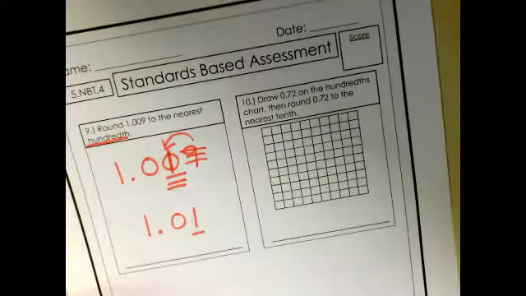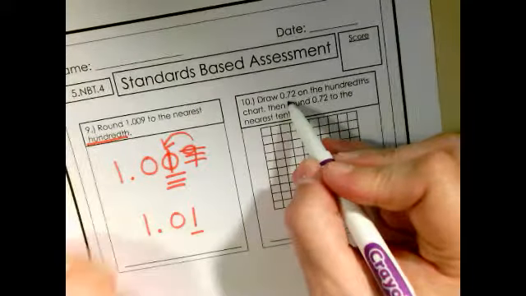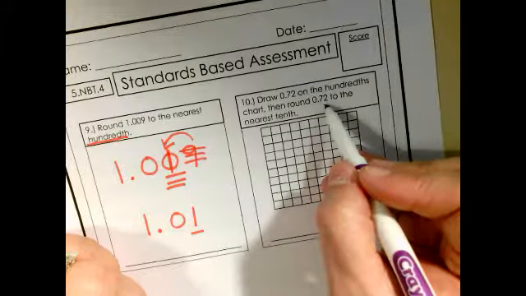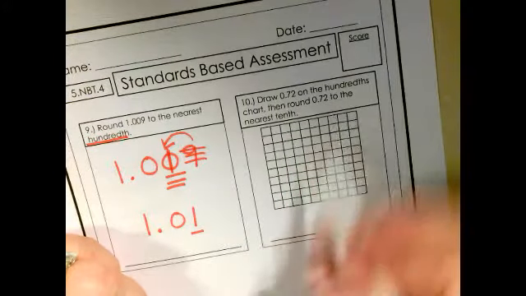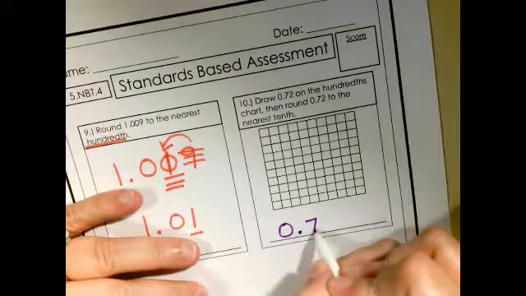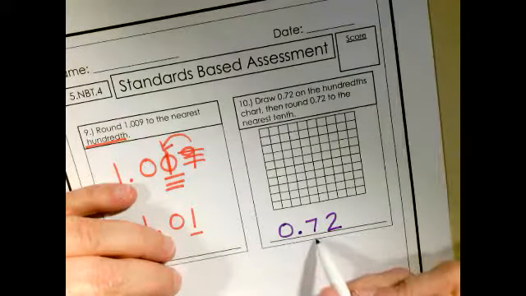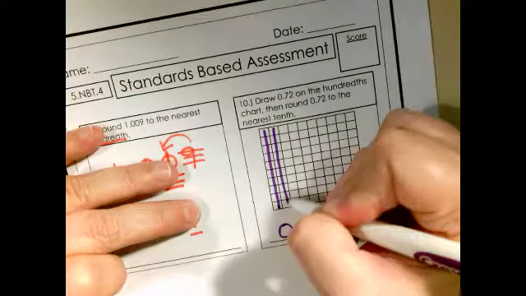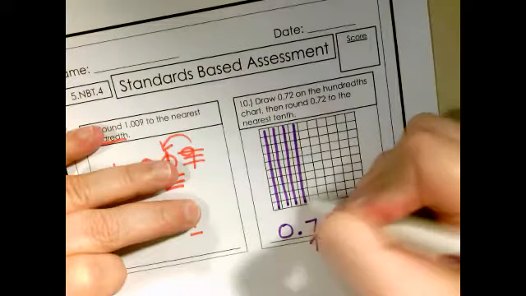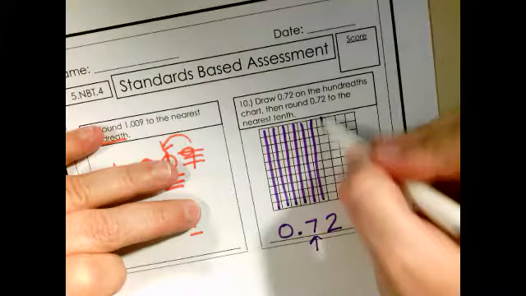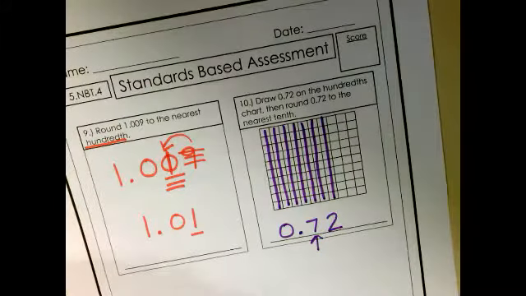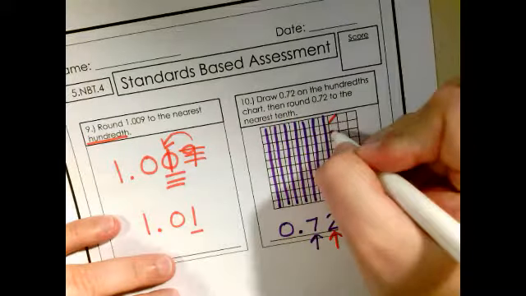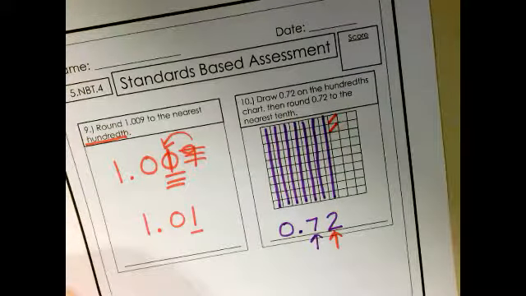Okay, and then this last one here. Draw 72 hundredths on the hundredths chart. Then round 72 hundredths to the nearest tenth. Well, let's start here with 72 hundredths. I know the 7 is in the tenths place, so I'm going to do 7/10. 1, 2, 3, 4, 5, 6, 7. And then I know that this 2 is in the hundredths place, so I need 1, 2. So 2 little hundredths there.